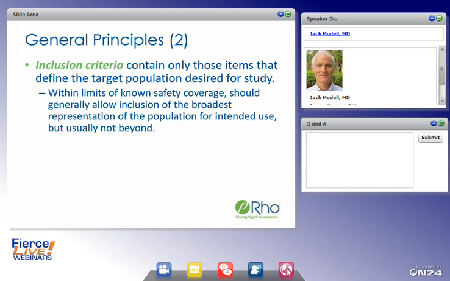And what I mean by that, obviously, is you don't want to go into a very large study with subjects with illnesses or nature of disease that you don't know if the drug is safe for. On the other hand, if you limit it too much, and I'll give you an example, you may lose a lot of important information about your drug.